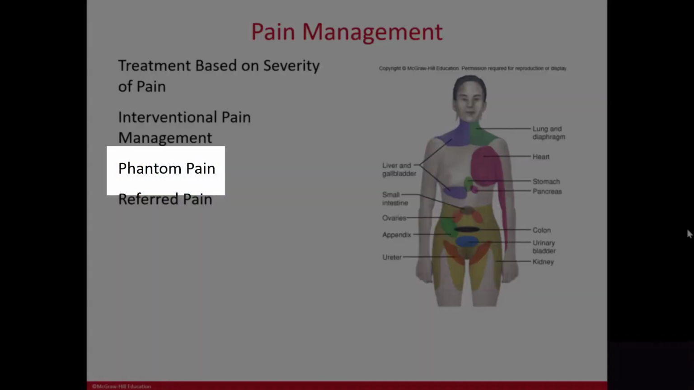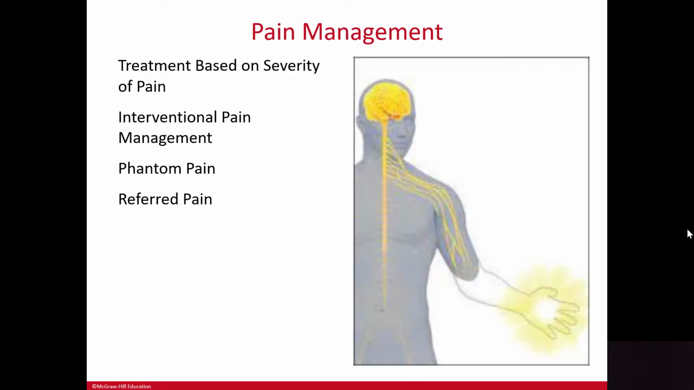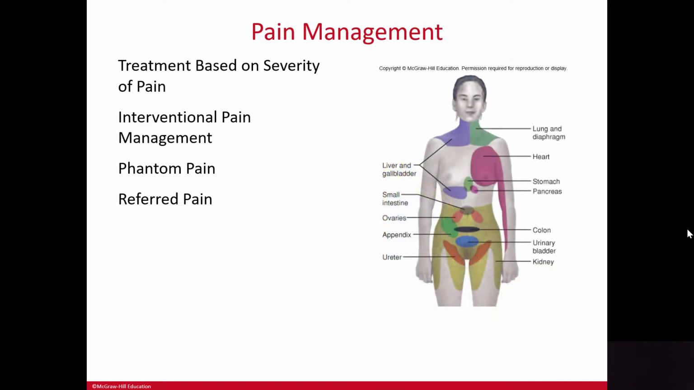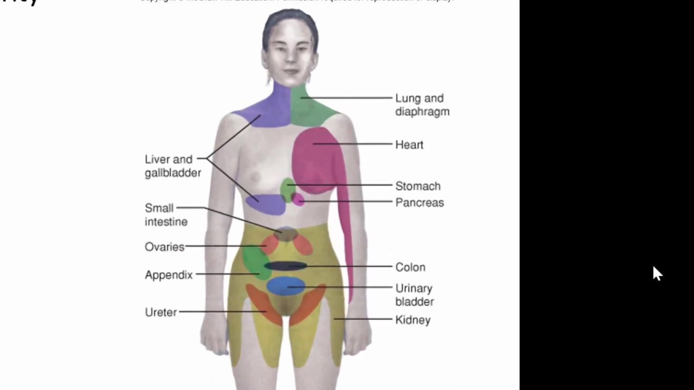Phantom pain follows the amputation of a limb, and it basically results from stimulation of the remaining portion of the sensory pathway of the nerve from the limb and is interpreted by the brain as coming from the original limb that has been removed. Referred pain is an interesting phenomenon, and it means pain from an internal organ is felt in an area other than where the pain originates.